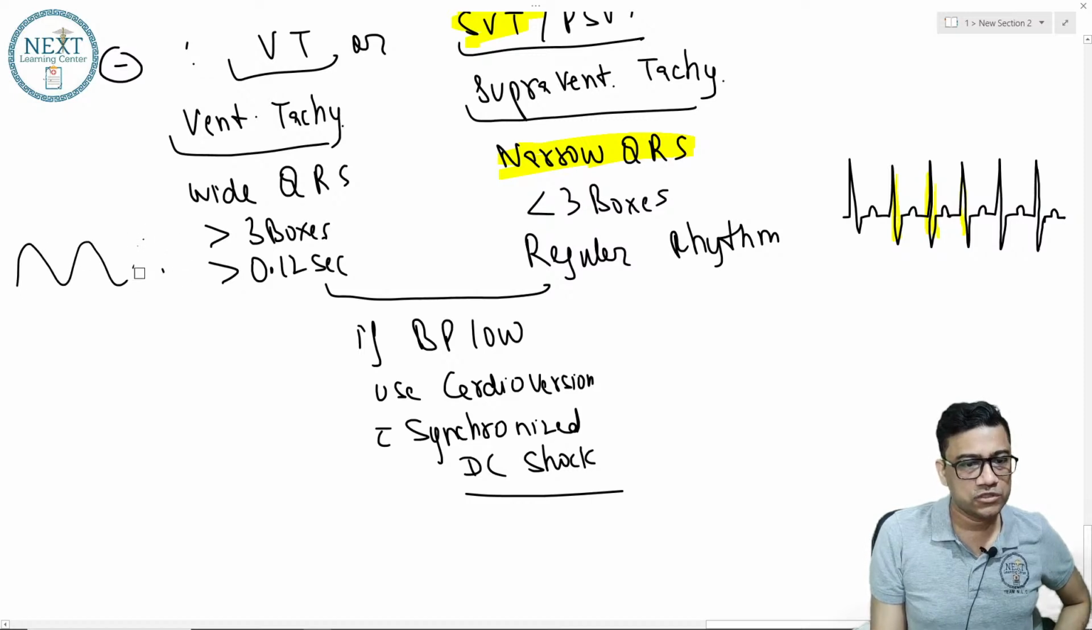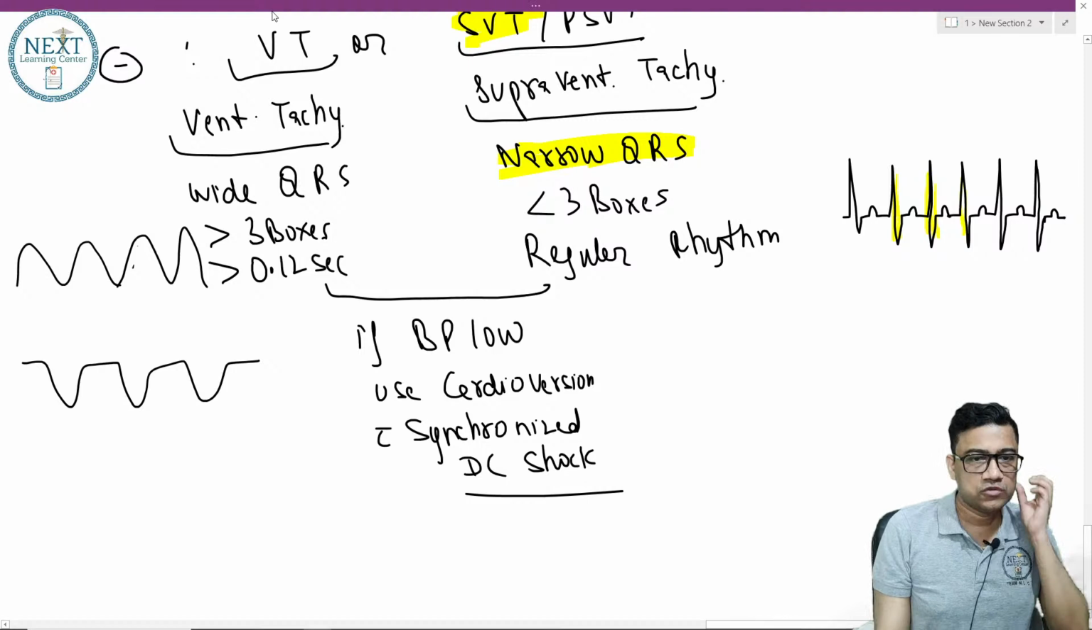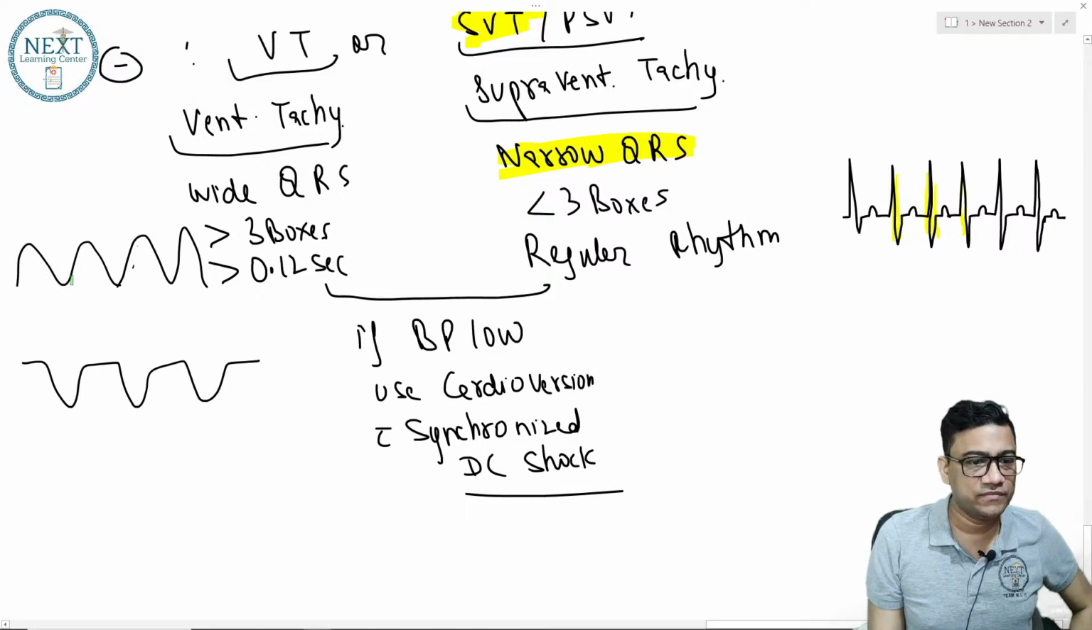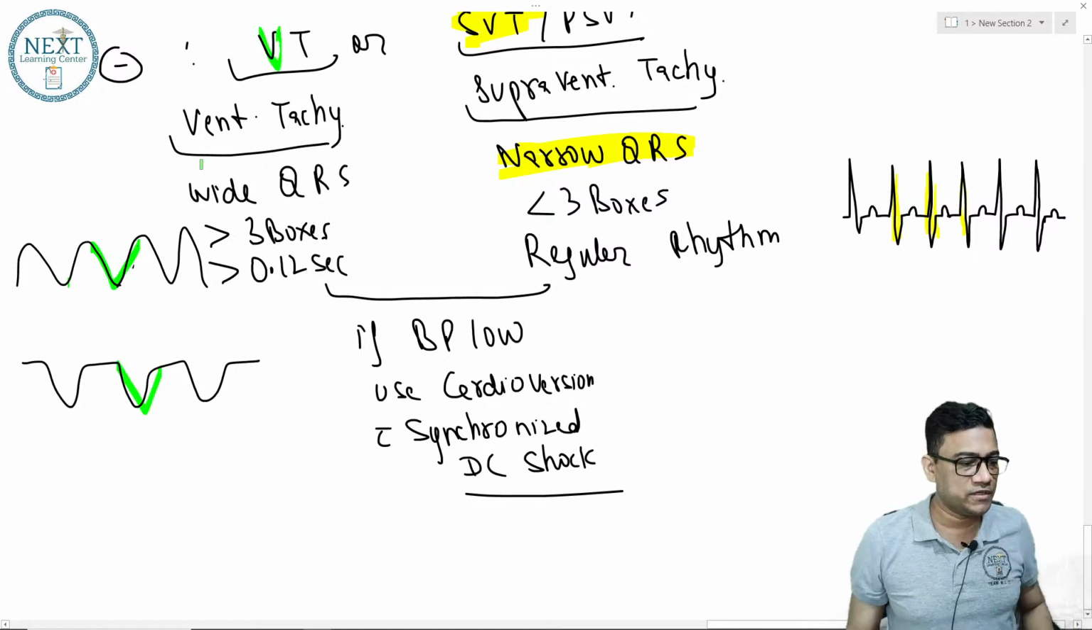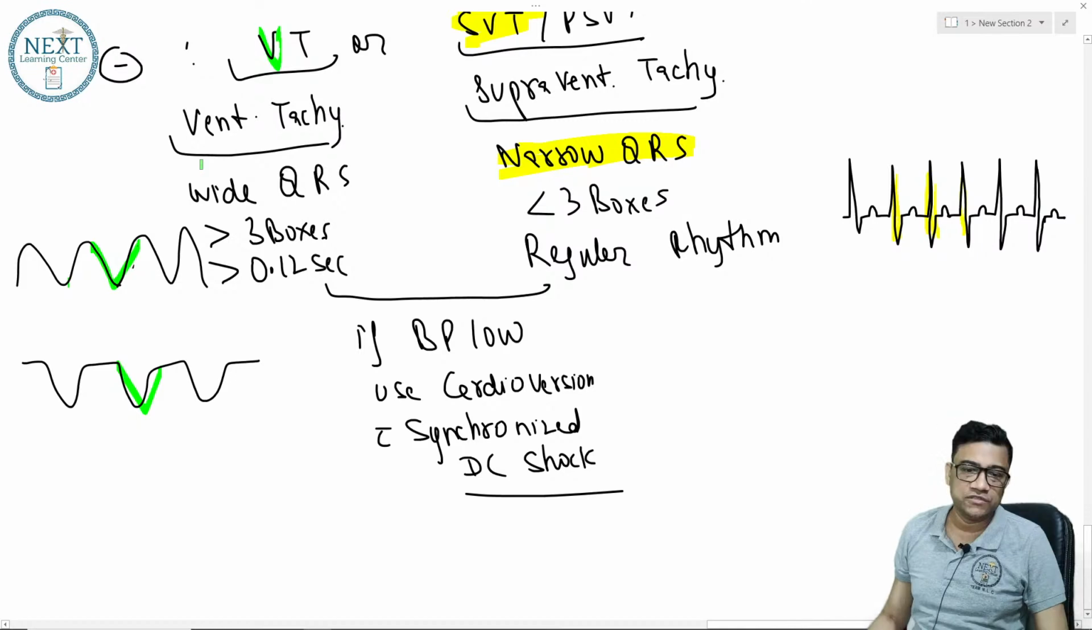So this makes a diagnosis when you see the very wide QRS. Wide is the criteria. You can also remember the shape is V shape. So V shape, victory shape is VT. Victory shape is VT. Okay.